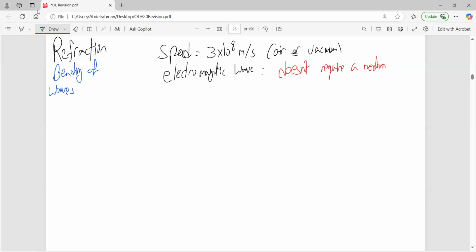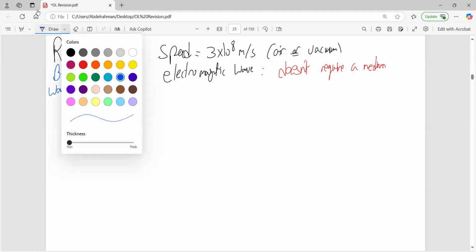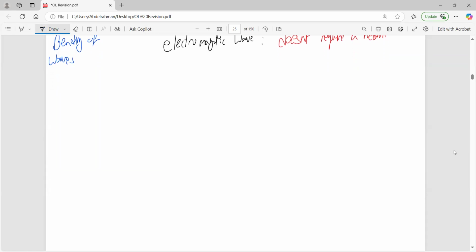Okay, let's start by drawing some diagrams. For example, we have a boundary between the air and, let's say, water or glass. As the light is moving from the air to the water, first of all, you need to draw the arrows. You need to state from which medium to which medium it is moving. It's moving from air to water, so you need to draw this arrow.